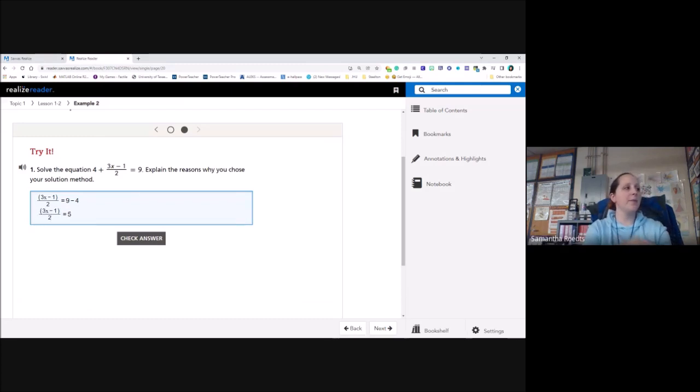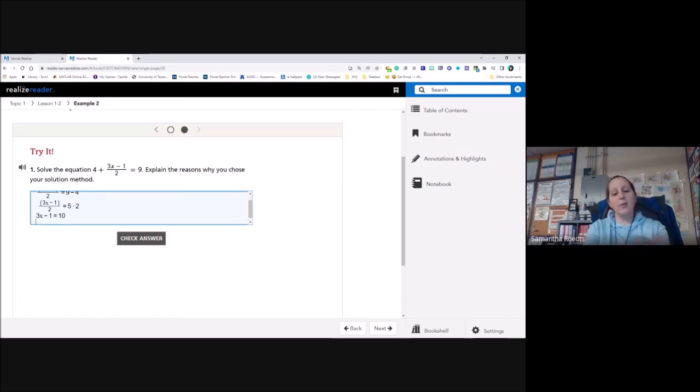equals 5. The next thing I'm going to do is multiply both sides by 2. Again, I divided, so now I'm going to undo that division with multiplication. So I'm going to multiply this side by 2. That gives me 3x minus 1 equals 10.